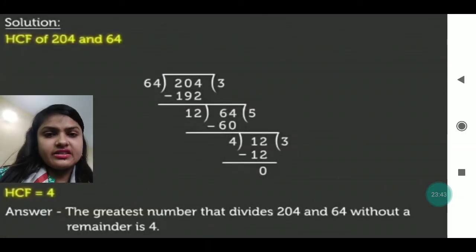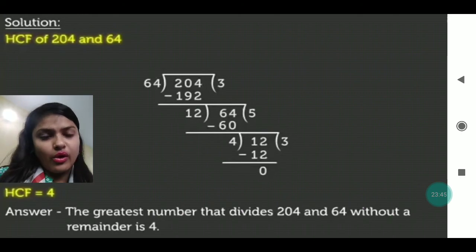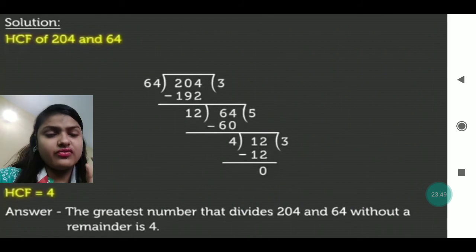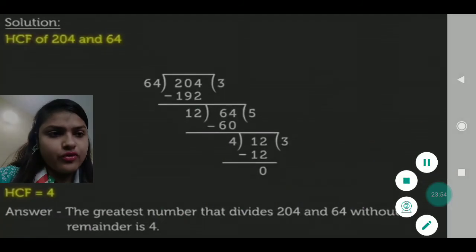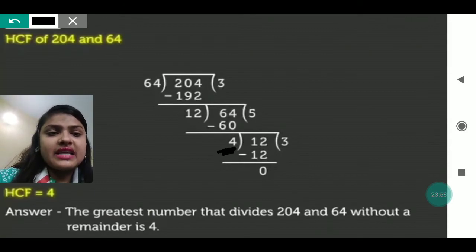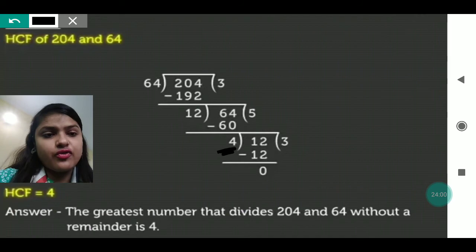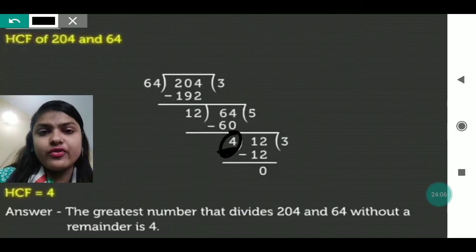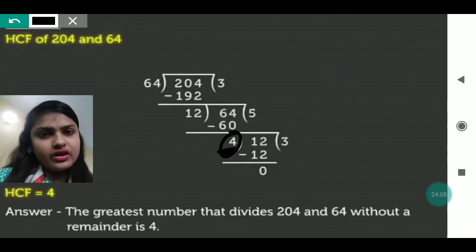Like you can see what is written: HCF is 4. The highest common factor of this is 4. Isn't it? It means the last number with which we divided, 4 only, becomes the highest common factor. Here, the greatest number that divides 204 and 64 without leaving any remainder is 4. 4 is the highest number which divides 204 and 64 completely.